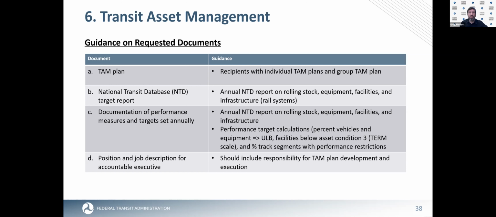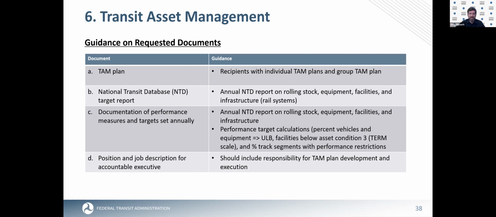So as I run through these requested documents, I'll draw the distinction between Tier 1, Tier 2, and we'll talk about individual and group plans. So obviously the first item is your TAM plan. Moving on to item B, the NTD, National Transit Database Target Report. So this is an annual NTD report that you're probably familiar with. It'll identify rolling stock, equipment, facilities, and just for rail systems, also infrastructure.